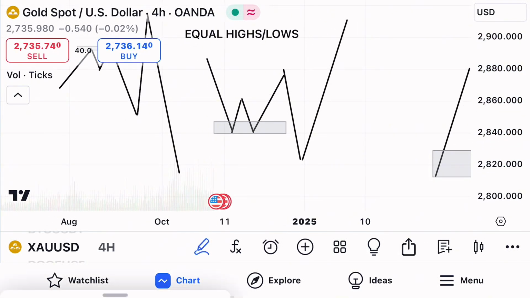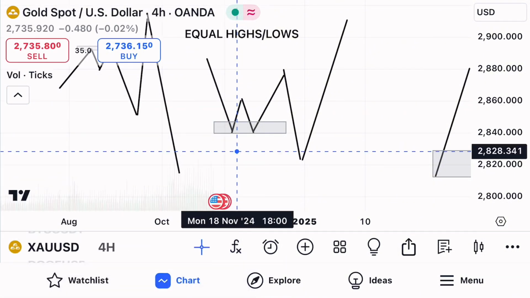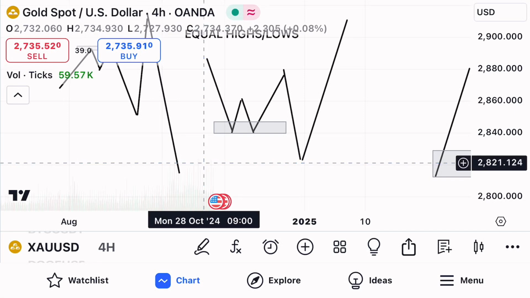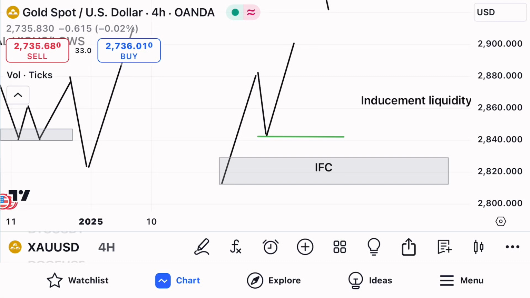So if once you are doing analysis and you can spot these double tops and double bottoms, it is a very key confluence of liquidity that markets will always come back to sweep. So you have to watch out for this.